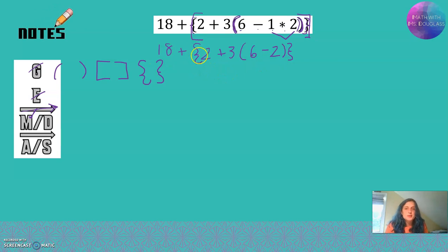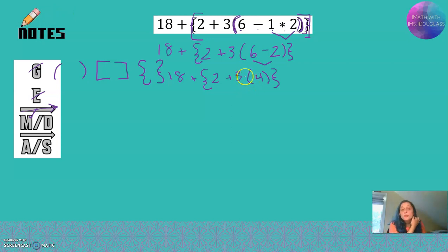I have grouping symbols. Here are my braces. Inside those grouping symbols, are there other grouping symbols? Yes. Okay, so I'm going there. There's only one operation left in there, so I'm going to do 6 minus 2. Rewrite the whole thing. 18 plus swirly braces, 2 plus 3. Keep my parentheses. 6 minus 2 is 4. Close parentheses, close braces. Now the reason I kept my parentheses is there's no symbols between the 3 and the parentheses and the 4.